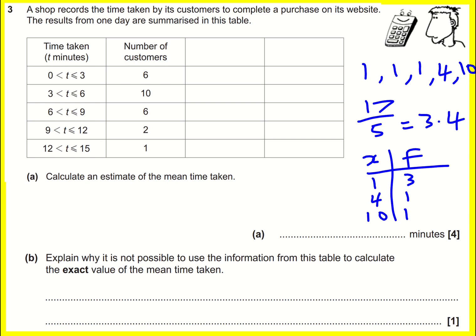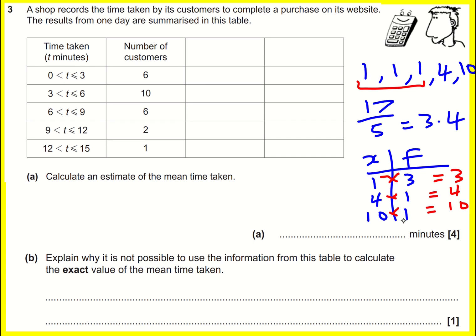Now how would I work out the mean from this? Well, I could do exactly the same thing. I've just got to remember that this means I've got 3 lots of 1. So I could do 1 times 3, and that will give me 3. Essentially, I've added those ones together in one step. Then I've just got 1 lot of 4, so that's 4, and 1 lot of 10, that's 10. And then I could add these up back to 17.